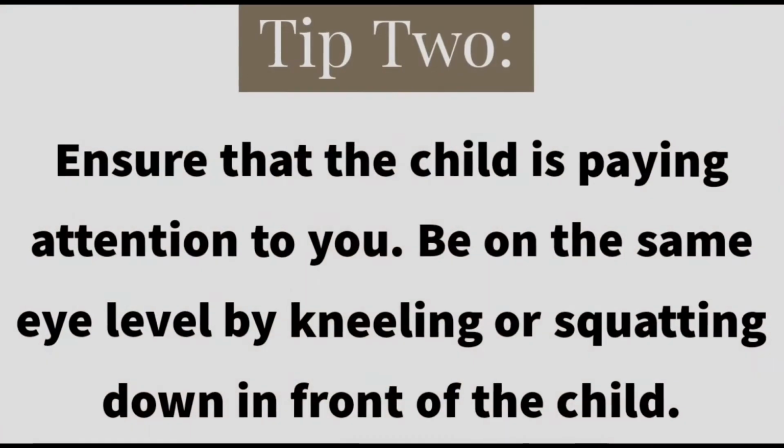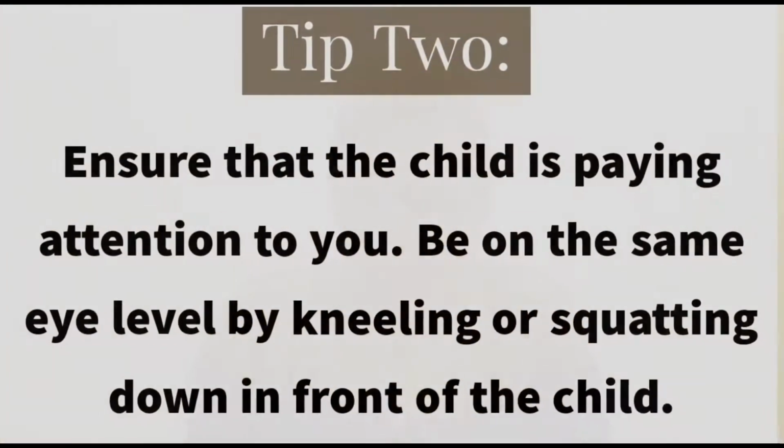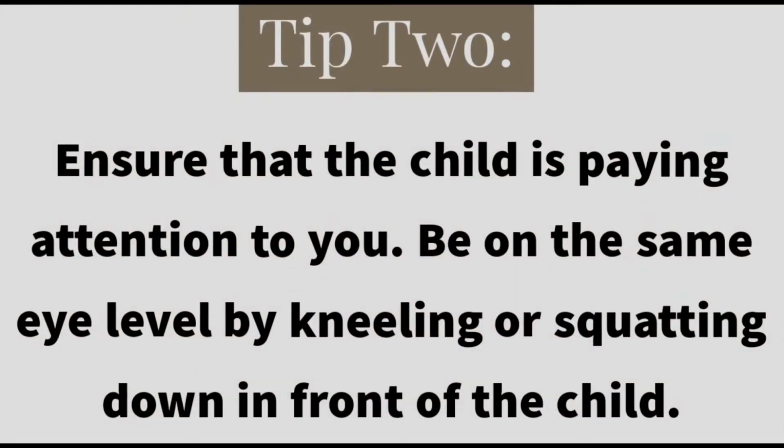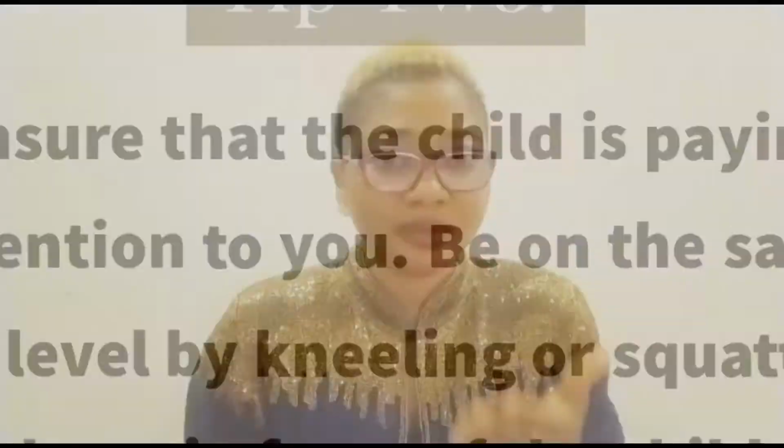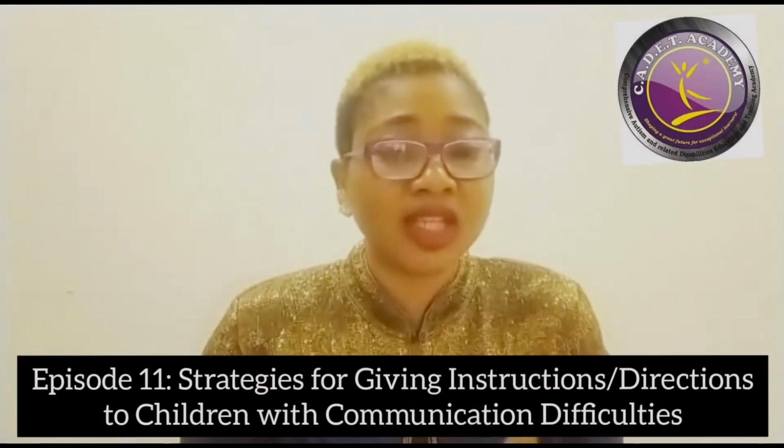Secondly, you must be sure that the child is actually listening to you, is paying attention to you. And the easiest way to achieve that is to ensure that you're on the same level with the child. So you want to be on the same eye level with the child, either by kneeling down to the child's level or squatting. That way you can ensure that the child is listening to you.